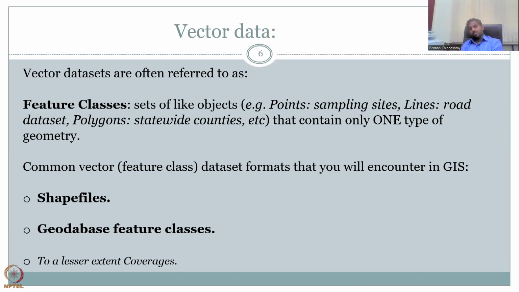Then you have lines, a shapefile with a road data set, and all the road names, the features, are different. And then we can have a polygon statewide counties or districts map, where all the district names are different.